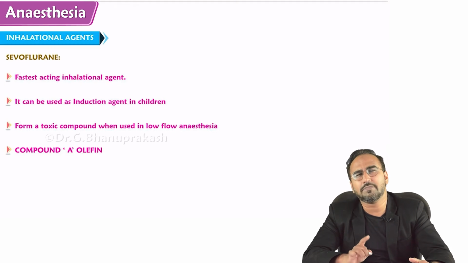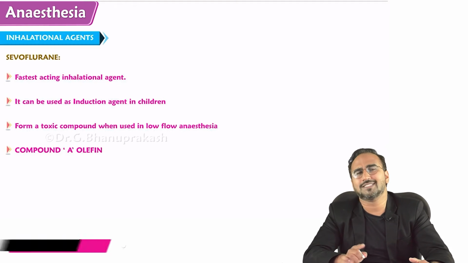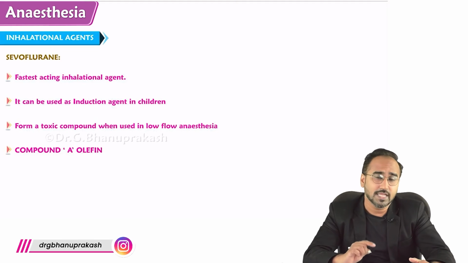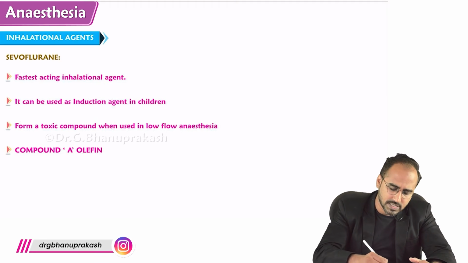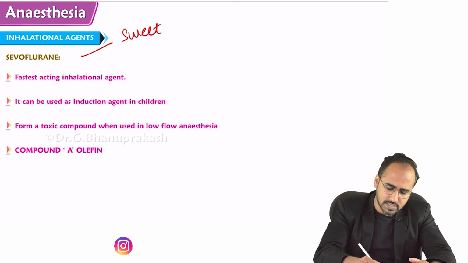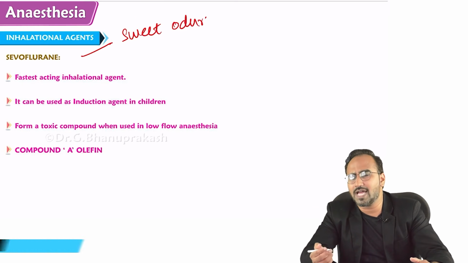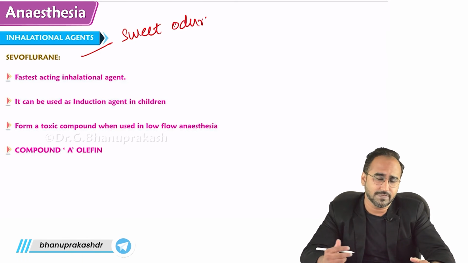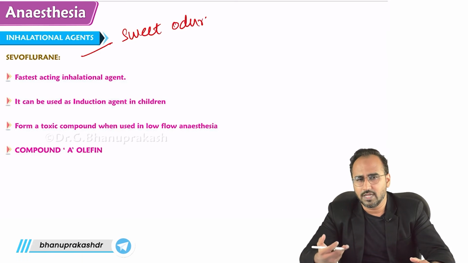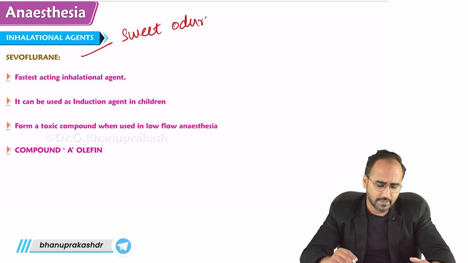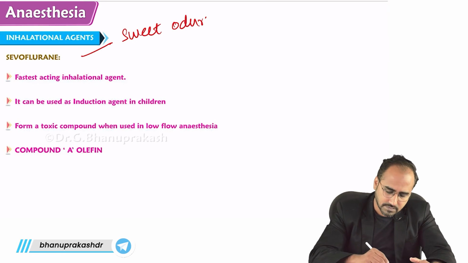Sweet is liked by children. So sevoflurane is the inhalational induction agent that can be used in children. Why? Because sevoflurane has what odor? It has a sweet odor. Desflurane and isoflurane have a pungent odor. Desflurane also causes irritation of the airway. Anyways, we are talking about sevoflurane.